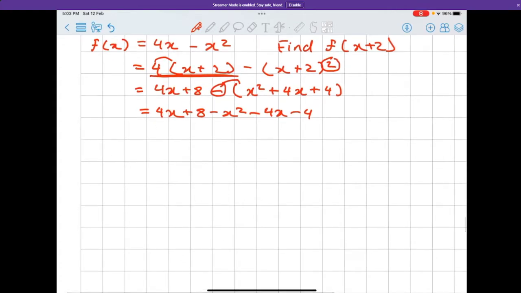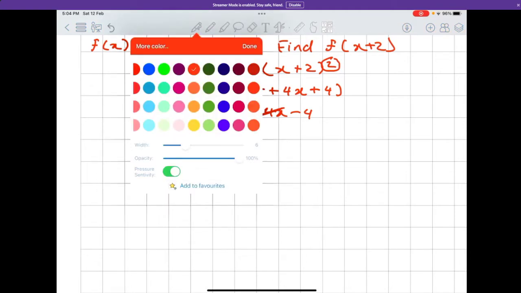And now you can cross these out, because negative 4x and positive 4x. 8 minus 4 is 4, which gives you negative x squared plus 4. Or you can rewrite it as 4 minus x squared. Okay, so that's how you evaluate the functions.